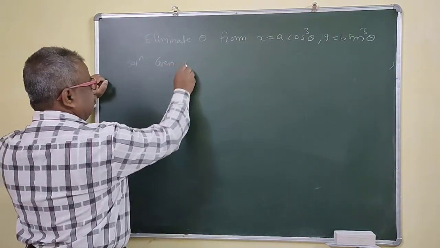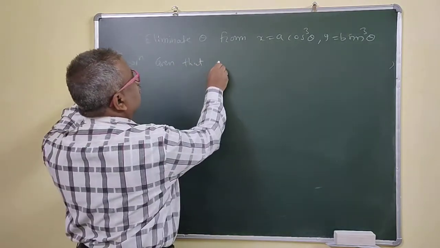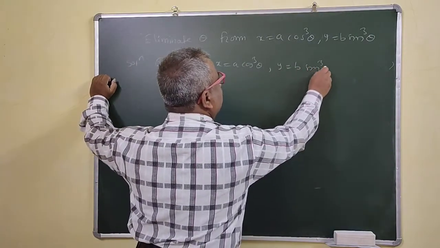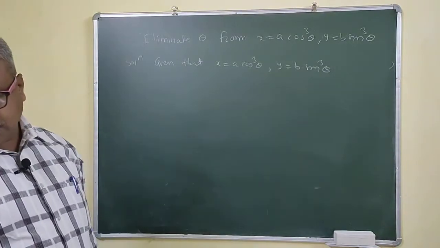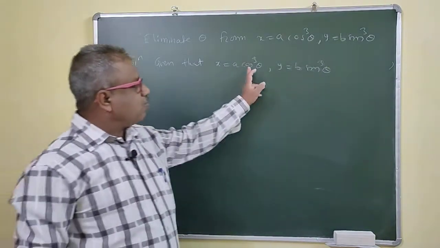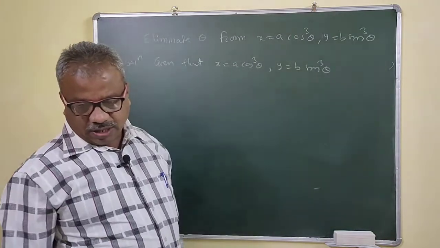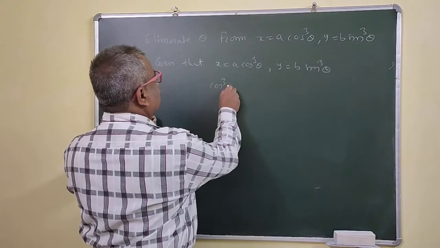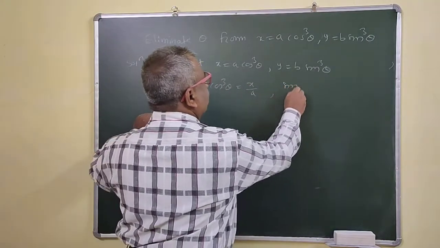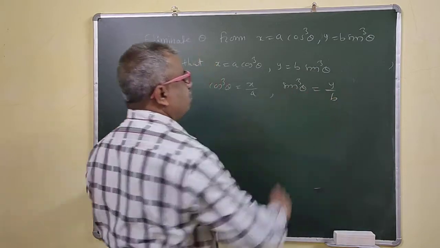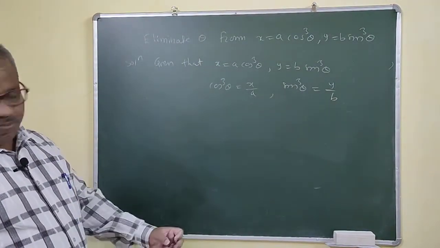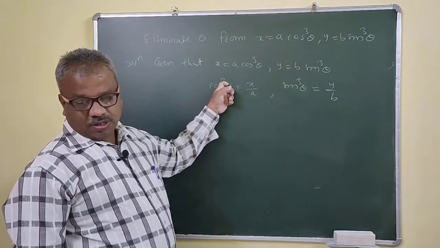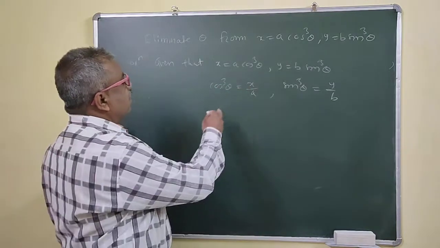Given that x is equal to a cos cube theta, y is equal to b sin cube theta. Now here what? Cos cube theta and sin cube theta is given. So first we will find the value of cos cube theta, sin cube theta, and then we will find the value of cos theta and sin theta. So therefore cos cube theta is equal to x upon a, sin cube theta is equal to y upon b. Now what will we do? We will take the cube root on both sides. You want to remove this 3. So 3 is the power. Take the power 1 by 3 on both sides.